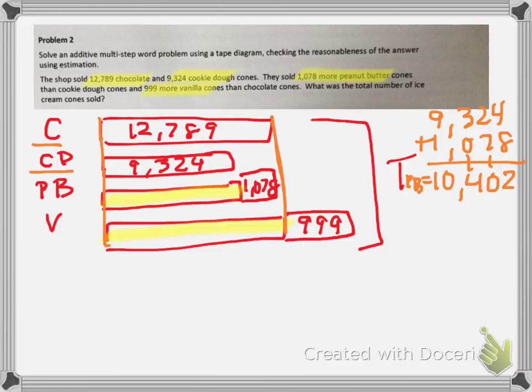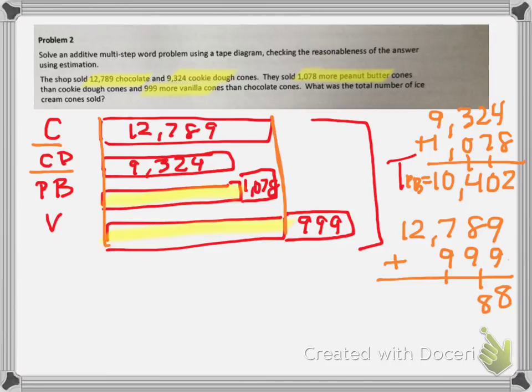All right, now let's solve for vanilla. We know how many chocolate there were. So there were 12,789 chocolate, and then we have 999 more vanilla. We're going to add those two together. So we have 9 plus 9 is 18. 9 plus 8 is 17, plus 1 more is 18. 9 plus 1 is 10, plus 7 is 17. 2 plus 1 is 3. And then we have 1. So we have 13,788 vanilla. That's our vanilla. So now we need to take all 4 of those numbers and add them together.